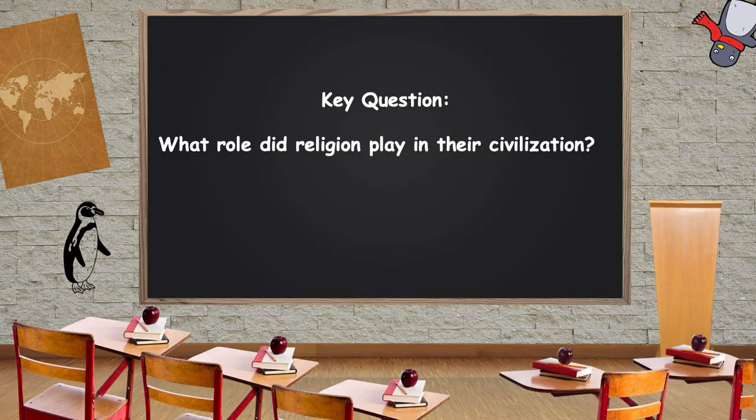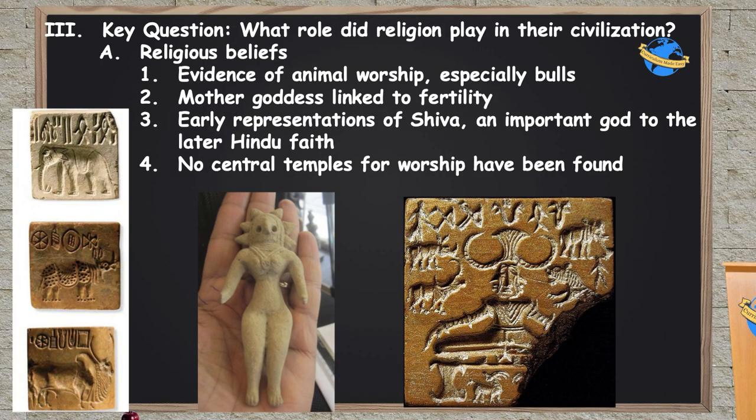All right, let's switch gears now and talk about the religion of this culture. What role did religion play in their civilization? So let's first talk about what were their religious beliefs. There's some evidence of animal worship, especially bulls. Today in India, you might be aware that cows are seen by many in the Hindu faith as a sacred animal, and we're seeing the origins of this even way back in the Bronze Age.